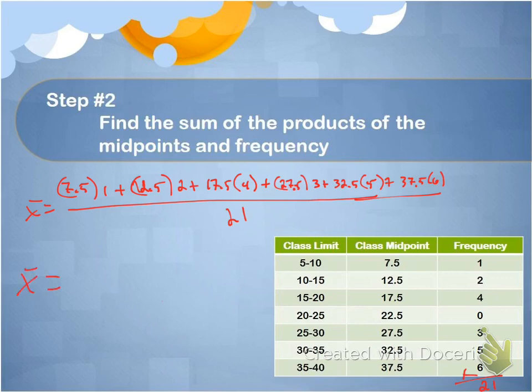So 7.5 times 1 is just 7.5, plus 12.5 times 2, plus 17.5 times 4, plus 27.5 times 3 plus 32.5 times 5 plus 37.5 times 6. And you get 572.5, and divide it by 21. So 27.3 would be an estimate.